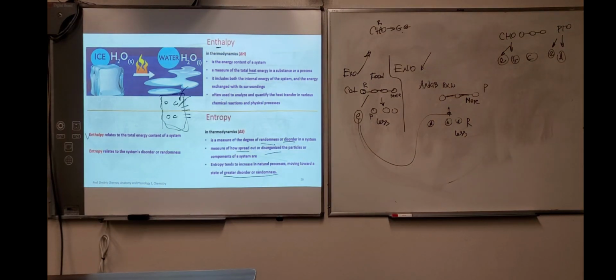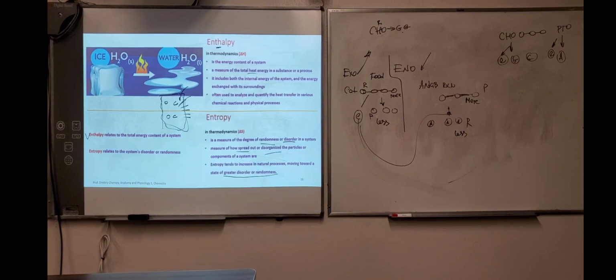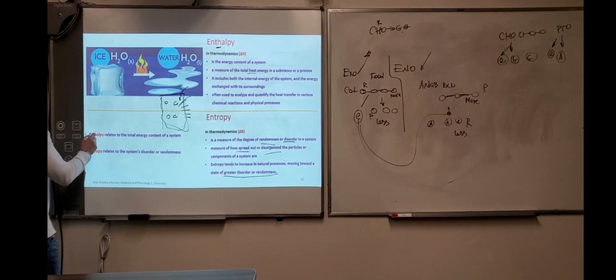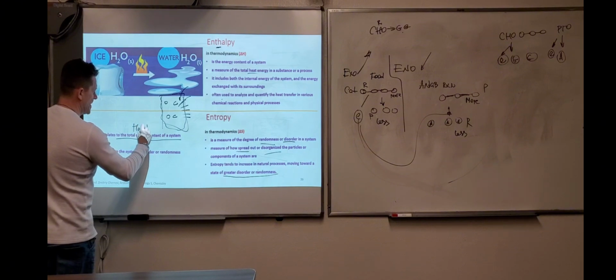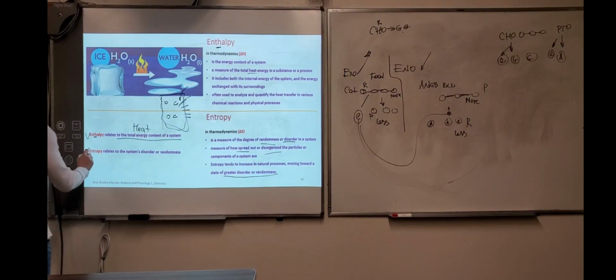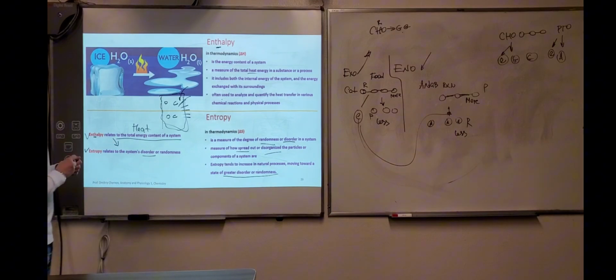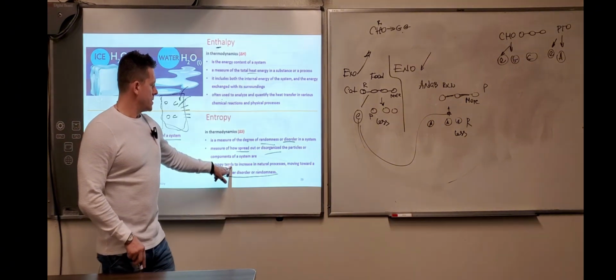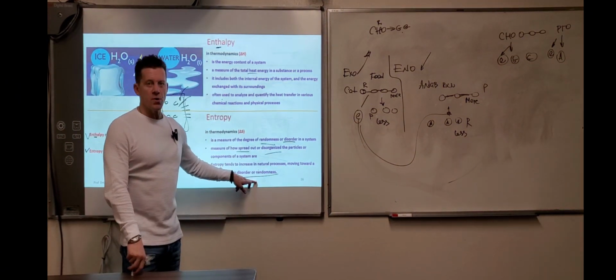So out of all that, enthalpy, heat, relates to the total energy content of the system, heat, energy, and entropy relates to disorder, but they are related to one another. More heat, more disorder. However, naturally, we tend to go towards greater disorder or randomness.